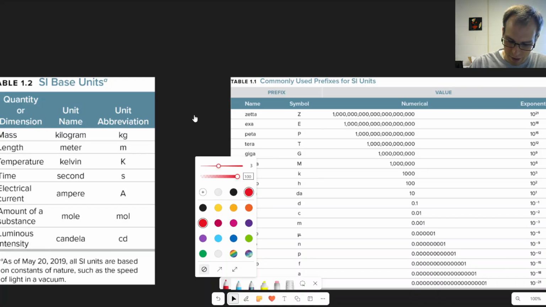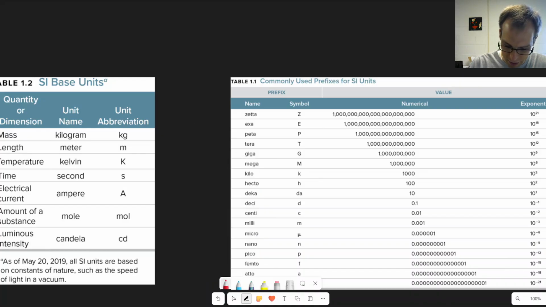So for mass, the base unit is the kilogram. This one's a little weird. It's not the gram. You think it might be, but it's the kilogram. Length is in meters. That's our base unit. Temperature is in Kelvin. We'll talk more about temperature. Some other common ones that are used are degrees Fahrenheit, degrees Celsius, but the base unit is Kelvin. Time is in seconds. And these are the ones we'll use most often.